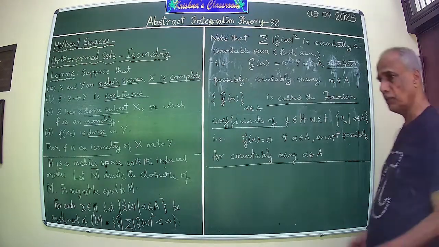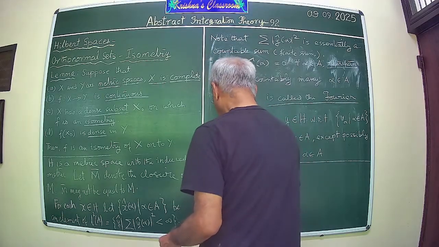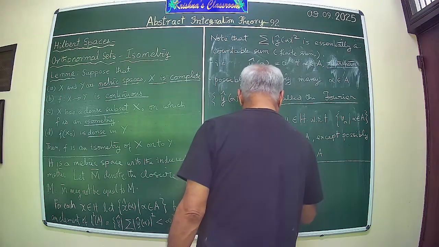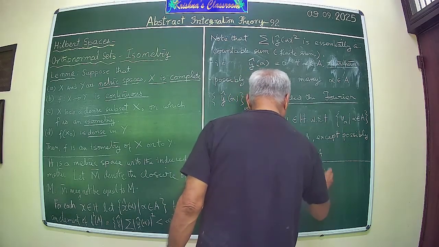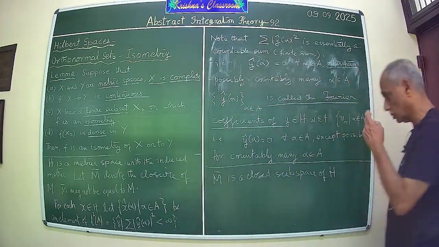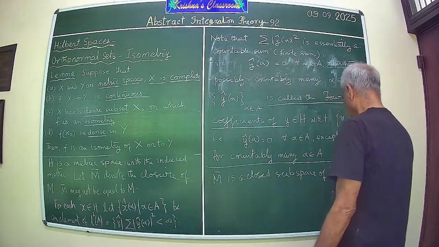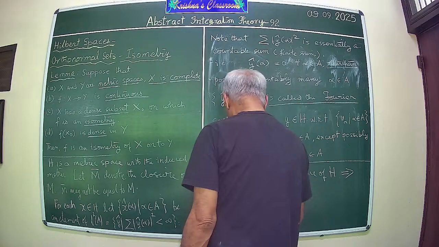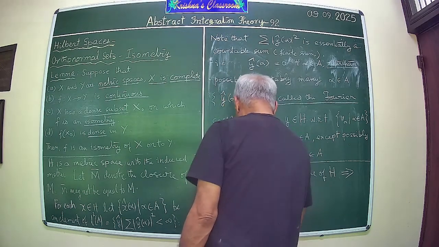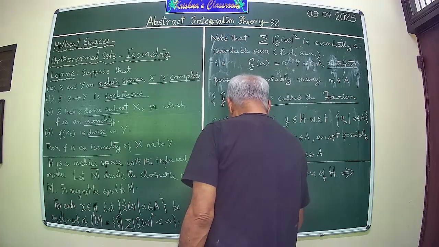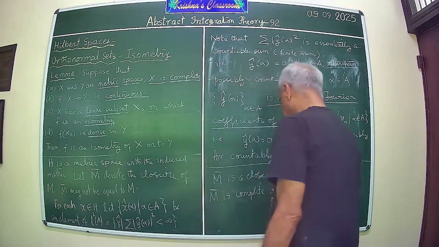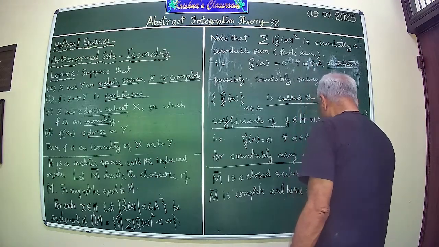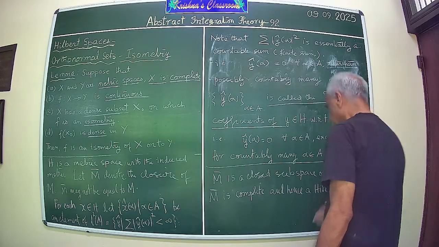Now you observe that M closure is a closed subspace of H. M closure is complete, and hence a Hilbert space in its own right.